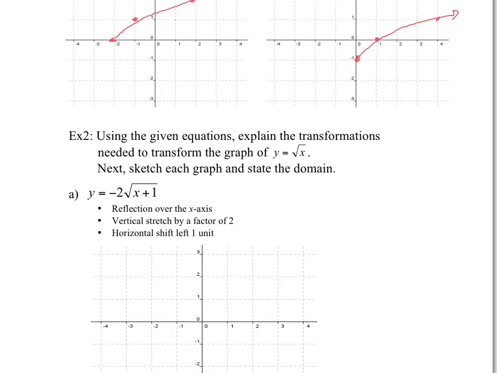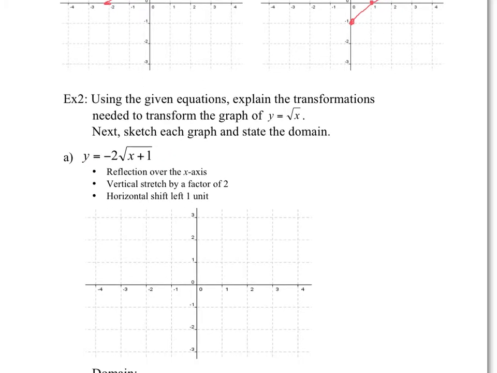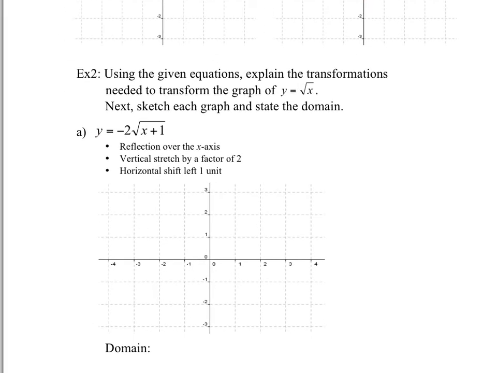So we're going to take this as our parent function again, and we're going to make transformations that are necessary to sketch this function. All right, so I've named them all. We're going to go over them. So this negative here in front of the function, that's reflection over the x-axis, right? The vertical stretch by a factor of 2, that's 2 on the outside of the square root, and then we got 1 shift left.